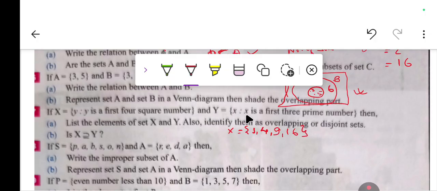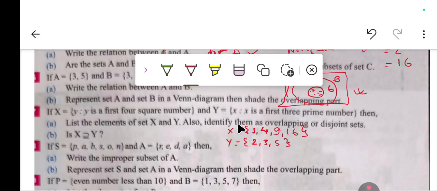After that, what is y? Y is such that x is the first three prime numbers. What are the first three prime numbers? Let us list that. So the first three prime numbers are 2, 3 and 5. I have listed both the elements. And now let us see what is asked in the question. List the elements of x and y.